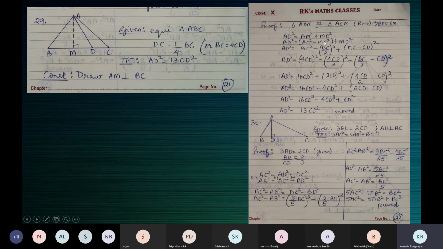Now this MC square. MC square is equal to BC by 2 the whole square, because you know ABM is congruent to ACM. And this MD square is written as MC minus CD. See the figure. MD is MC minus CD. And MC is BC by 2.